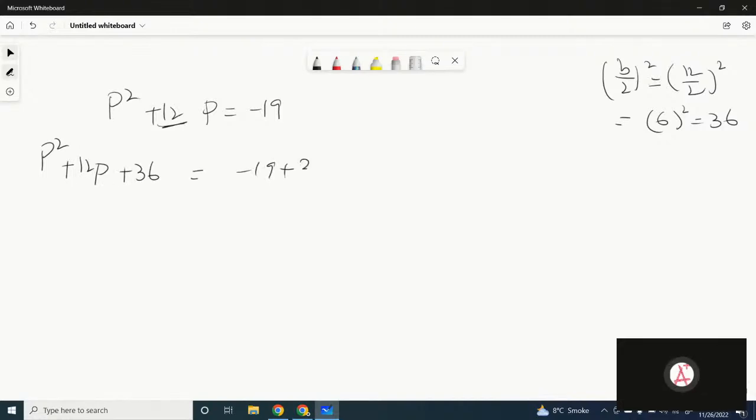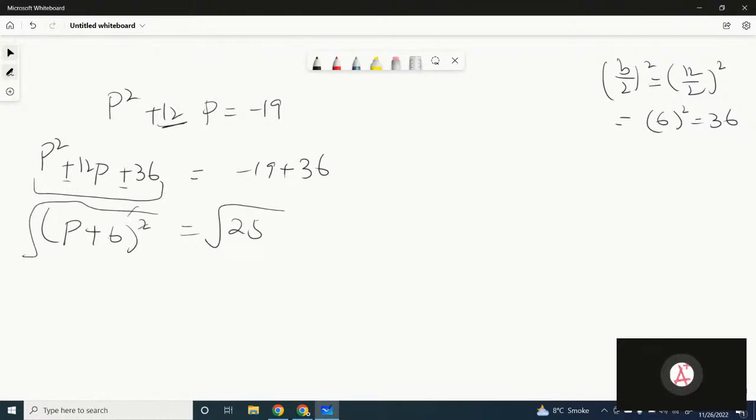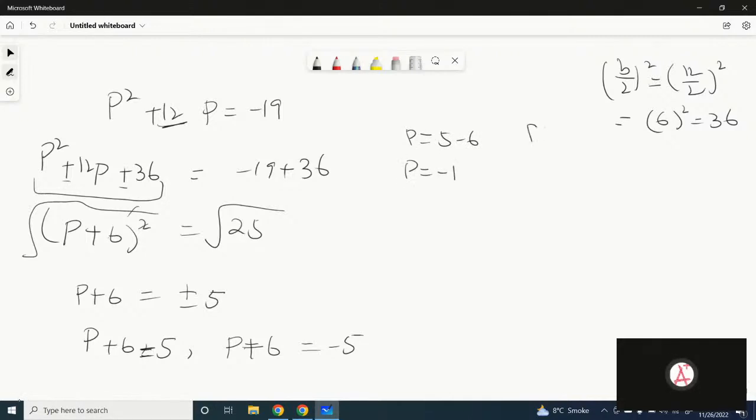Here you have negative 19 plus 36. It would be then the whole square of p plus 6, because both the values are plus, and 36 is the square of 6. So 36 minus 19 is 25. Square root both sides. The square and square root cancel out each other. P plus 6 equals plus minus 5. You have to solve it for the positive value and for the negative value. P plus 6 equals 5 and p plus 6 equals negative 5. Then p equals 5 minus 6, p equals negative 1, and then p equals negative 5 minus 6, p equals negative 11.